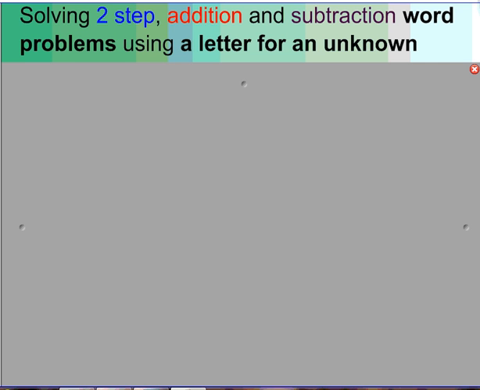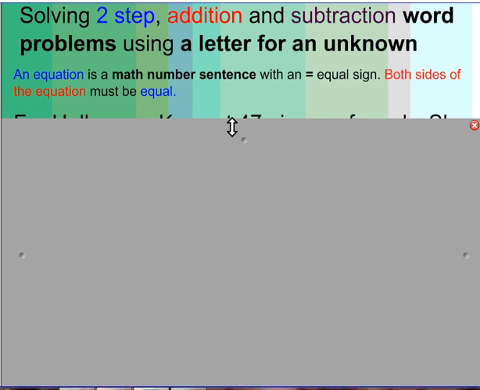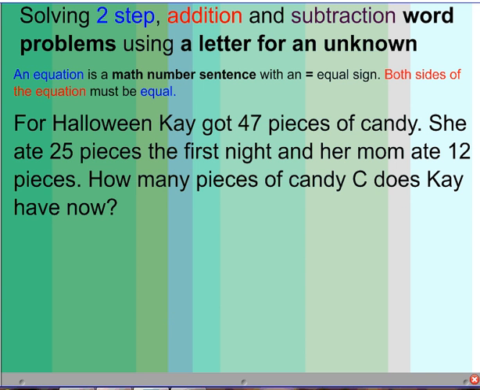In third grade, we're learning to solve two-step addition and subtraction word problems, and we're also learning how to solve two-step addition and subtraction word problems using a letter to represent an unknown. We learned that an equation is a math number sentence with an equal sign, and that both sides of the equation must be equal. We started off learning strategies to solve word problems, and we learned first that we read the entire word problem one time through before we even think of solving.